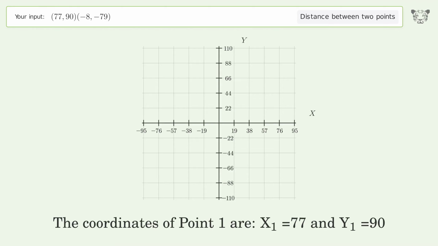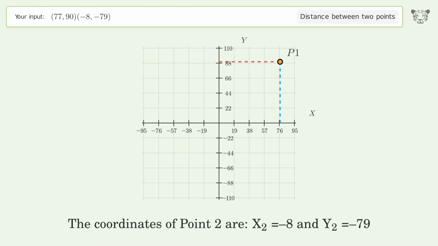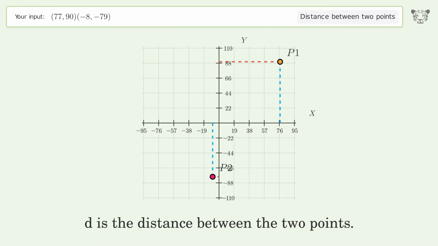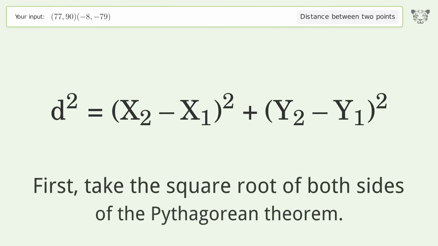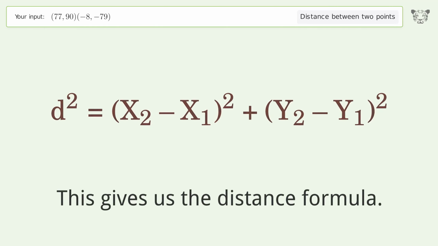The coordinates of point 1 are x1 equals 77 and y1 equals 90. The coordinates of point 2 are x2 equals -8 and y2 equals -79. D is the distance between the 2 points. First, take the square root of both sides of the Pythagorean theorem. This gives us the distance formula.